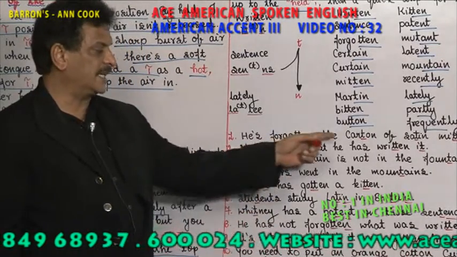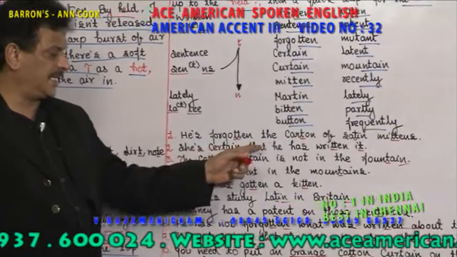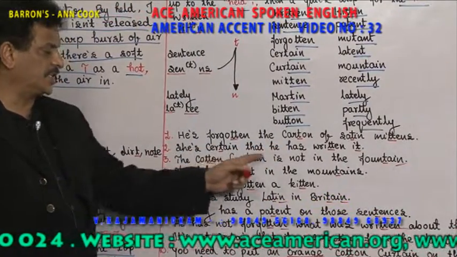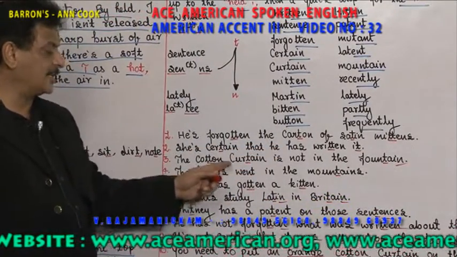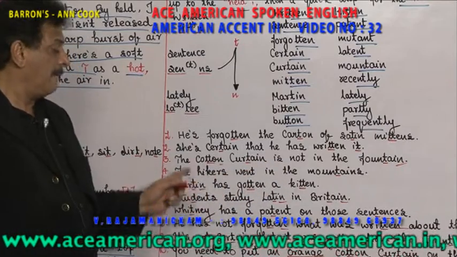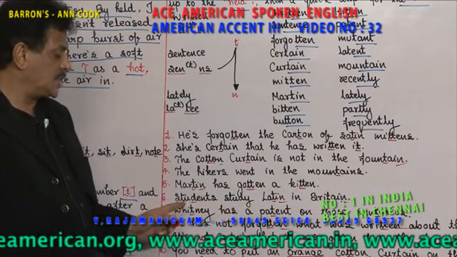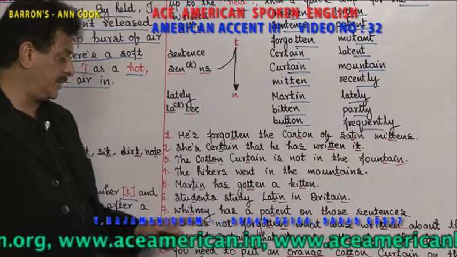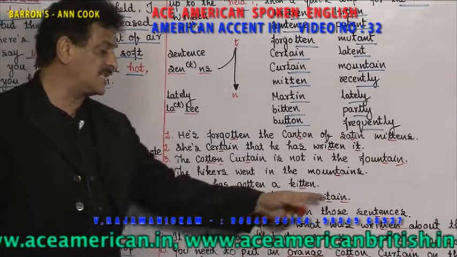He has forgotten the curtain of satin mittens. She is certain that he has written it. The cotton curtain is not in the fountain. The hikers went into mountains. Martin has gotten a kitten. Students study Latin in Britain. Whitney has a patent on those sentences.